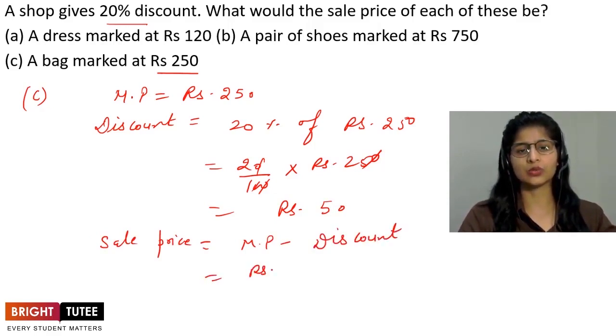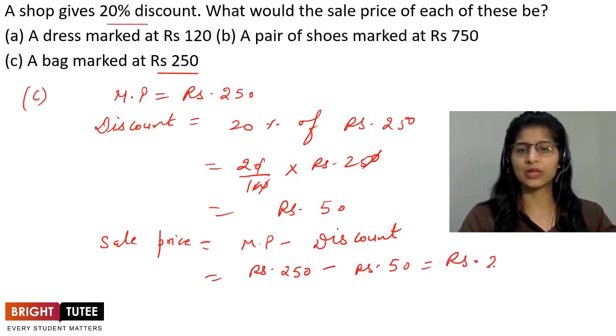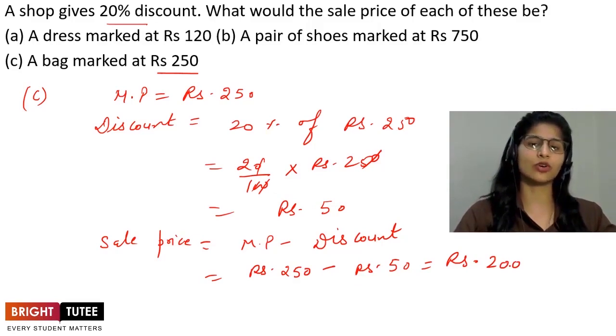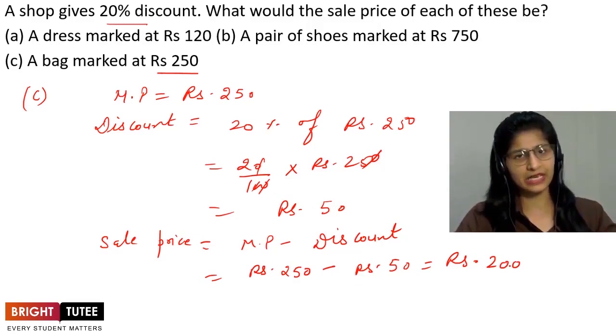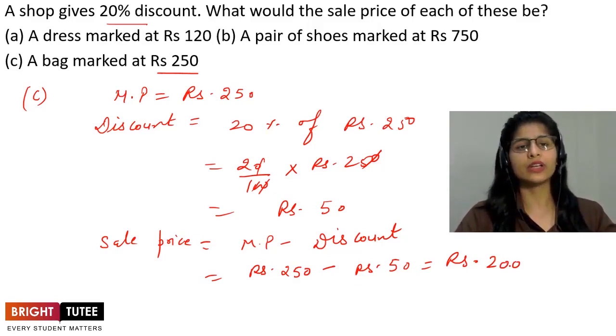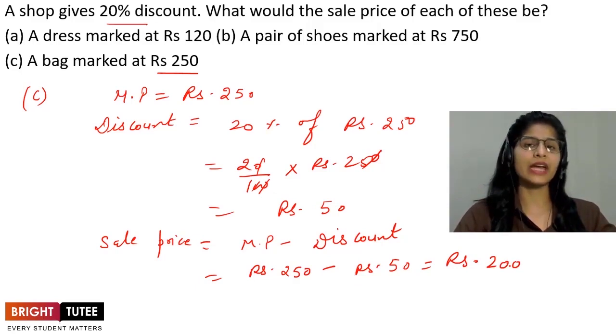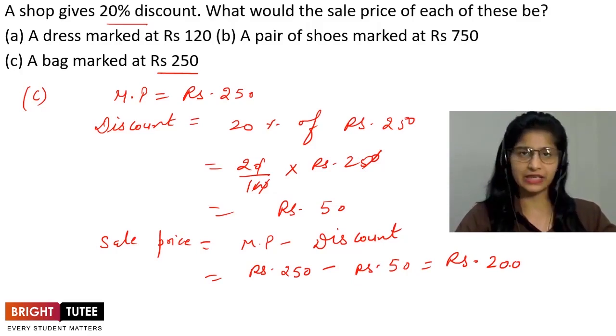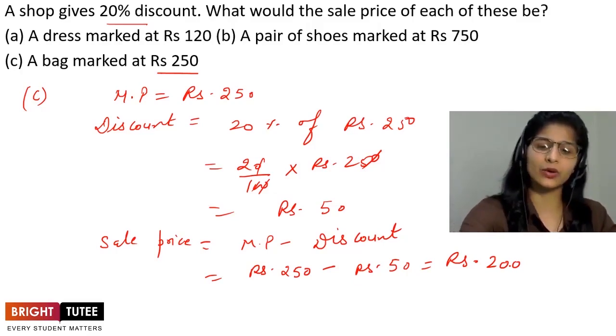It is rupees 250 minus what is the discount given? Rupees 50. So you can purchase that bag for rupees 200 instead of 250 with a discount of 20%. Clear? So this is how we are going to solve questions and find sale price when discount percentage and the marked price are given. Clear? So let's move ahead now.